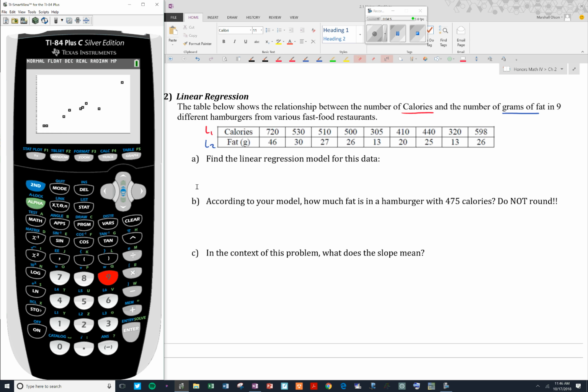Okay, so assuming that I plugged this data in correctly, I'm just going to take a look at it one more time real quick to make sure that I had that put in correctly. Let's see here.